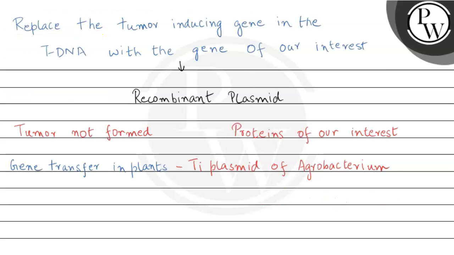So our final answer for this question is option 3, Ti plasmid in Agrobacterium is used for gene transfer in plants. Hope you understood this well.